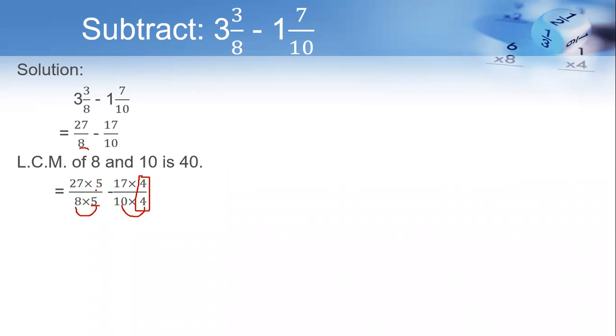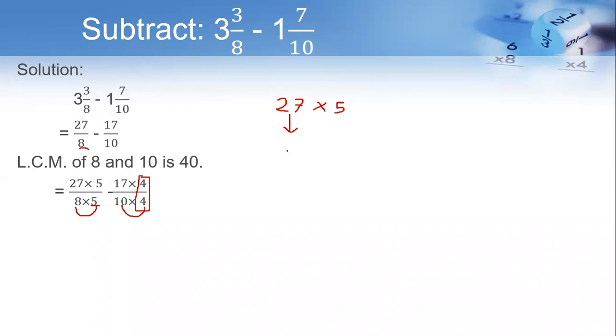Now multiply them. What is the product of 27 times 5? 135. And 17 4s are? Find the product. How to find the quick product? Do you know how to find the quick product? 17 into 4 is. Look here, one very common method I'll show you. Suppose you have to find 27 times 5. Without using a calculator or without doing rough work, how to solve it mentally?